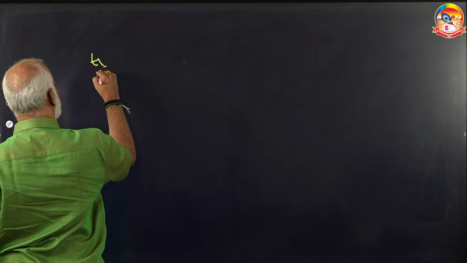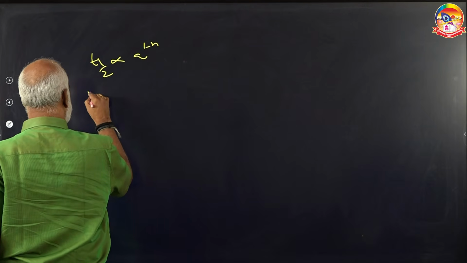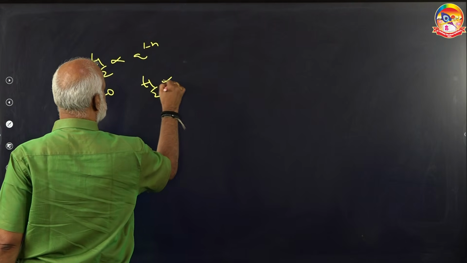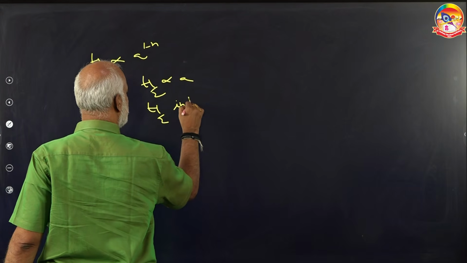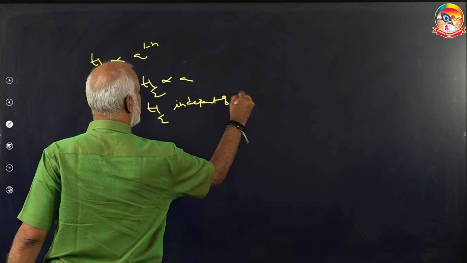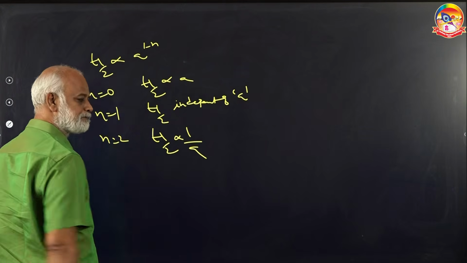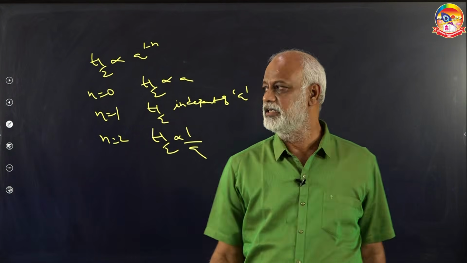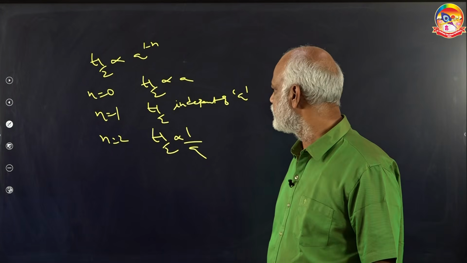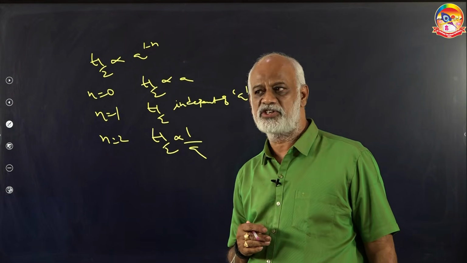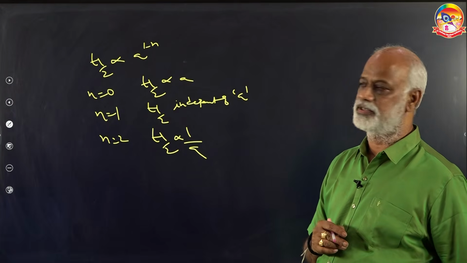Similarly, T half is proportional to A to the power 1 minus n. If n is equal to 0, T half is proportional to A. If n is equal to 1, T half is independent of A. If n is equal to 2, T half is proportional to 1 by A. You can very clearly see T half is directly proportional to initial concentration for a zero order reaction, T half is independent of A for a first order reaction, and T half is inversely proportional to A for a second order reaction.